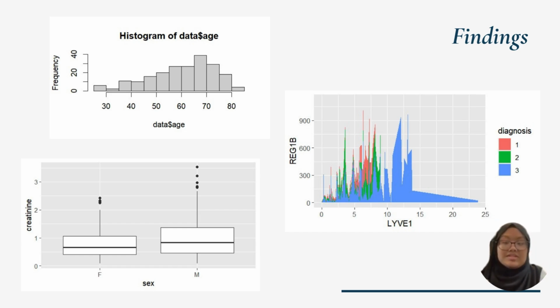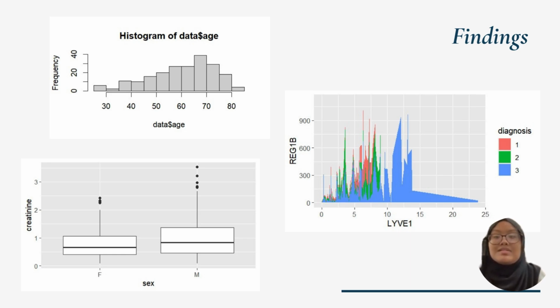The provided images depict key urinary biomarker data for pancreatic cancer classification. The first image is a histogram of the age distribution in the sample, with a higher frequency of individuals aged 60 to 70 years, peaking around 70. The second image is a plot of REG1B versus LYVE1 levels, colored by diagnosis categories, indicating that diagnosis 3 clusters at higher LYVE1 values, whereas diagnosis 1 and 2 are more dispersed.